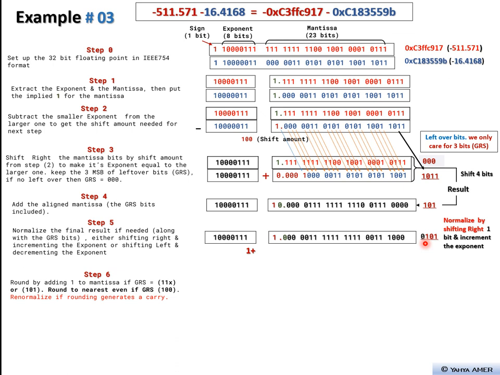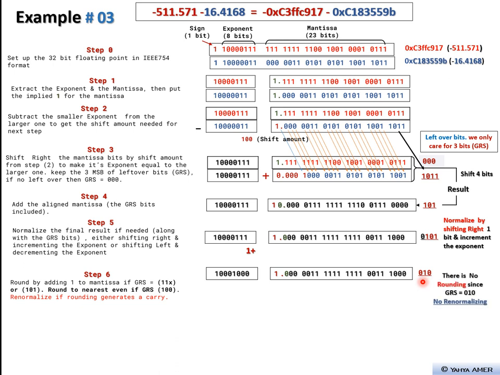010 in this case. Okay, and as you can see, after we added 1 to its exponent, now this is the updated exponent, and the updated GRS is 0, 1, 0. Now, is there rounding in here? As you can see, no. There is no rounding because GRS equals 0, 1, 0. If we did not put the 0 in here, the GRS would be 1, 0, 1, and it would have to be rounded.